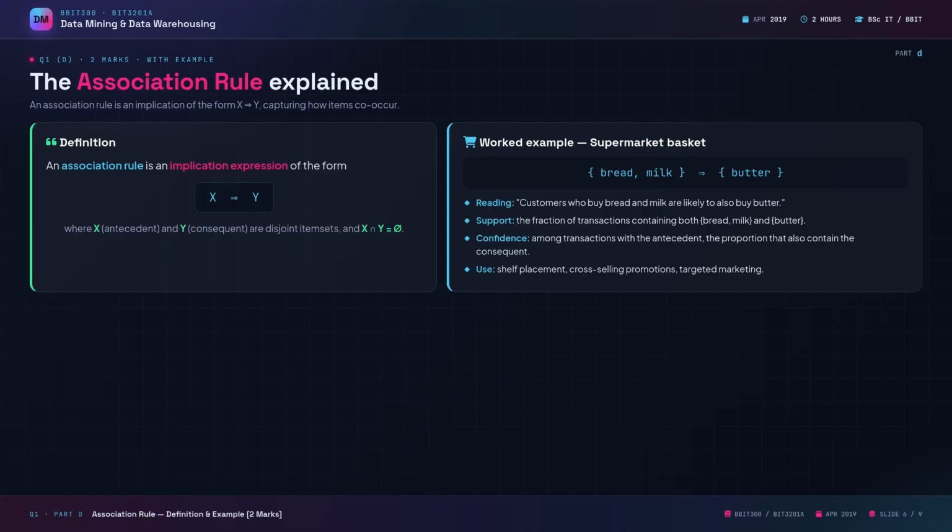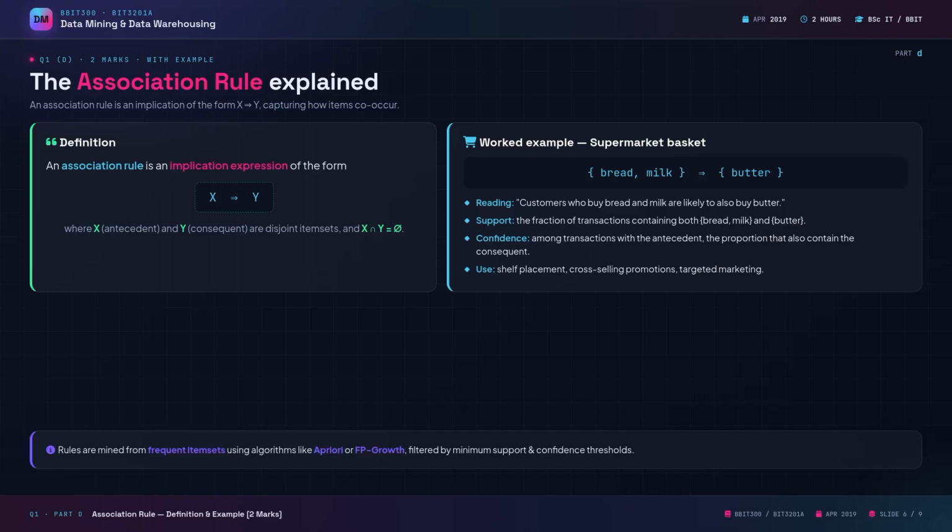Two measures matter here. Support is the fraction of all transactions that contain both the antecedent and the consequent together. Confidence is, among the transactions that already contain the antecedent, the proportion that also contain the consequent. These rules are practically used for shelf placement and cross-selling promotions, and they're typically mined from frequent item sets using algorithms like Apriori or FP-Growth, filtered by minimum support and confidence thresholds.